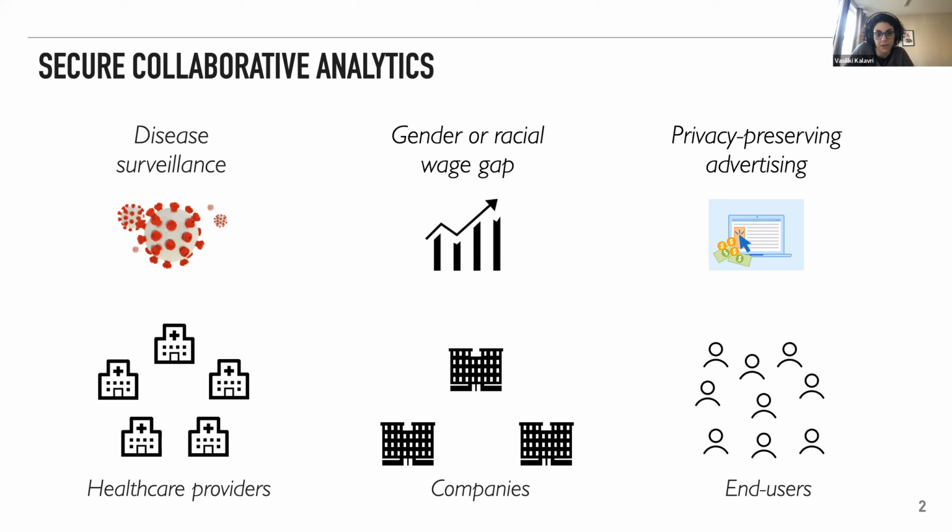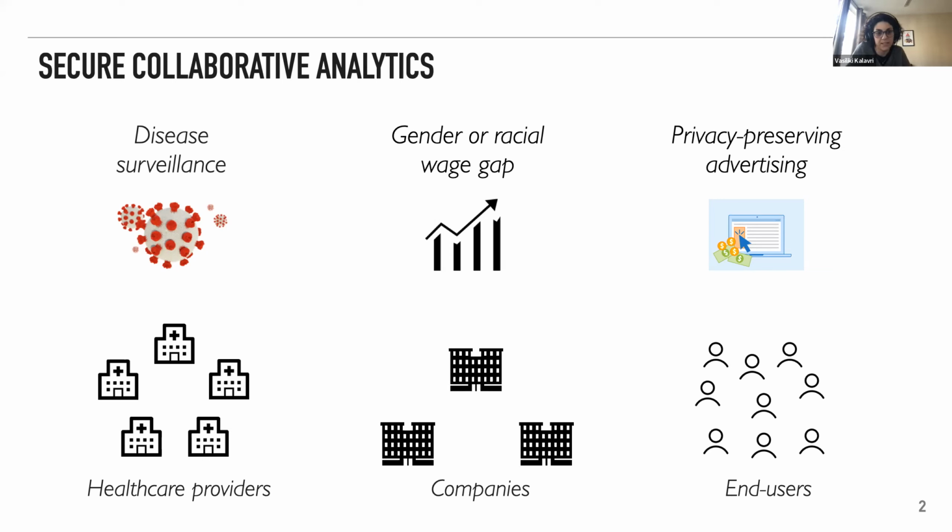Or they can be companies who might agree to allow computations on their employee salary datasets, but for example, to do a study on the gender or racial wage gap, but again, without revealing any information about their employees. Or it can even be end users, individuals like us, who are willing to provide personal data to an advertising company, for example, to train a recommendation model, but without compromising their privacy.